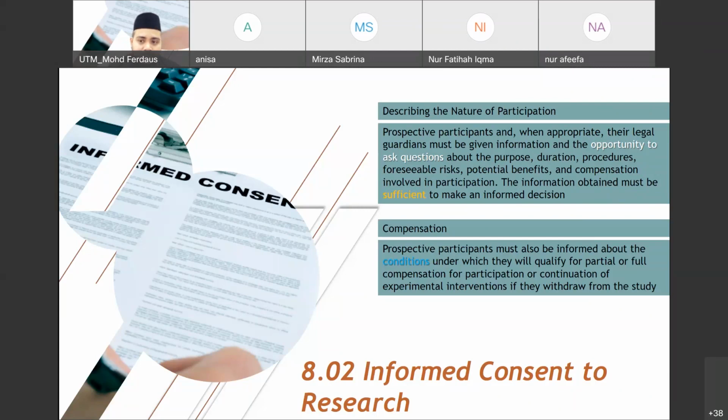Okay, prospective participants, their legal guardian must be given information and the opportunity to ask questions about the purpose, duration, procedures, the risks and potential benefit and compensation involved in the participation. The information obtained must be sufficient to make an informed consent.